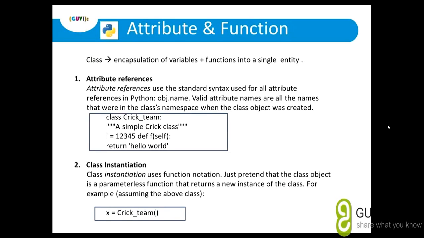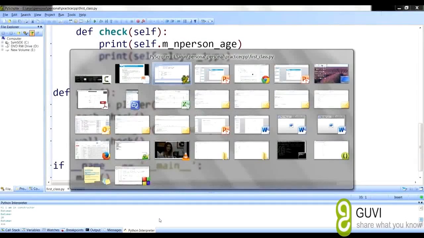So let's assume you have a cricket team, and in the cricket team you have players. There would be 11 players, and every player will have their attributes. The player would have a name. He would be a cricket player, a batsman, a bowler, or an all-rounder.